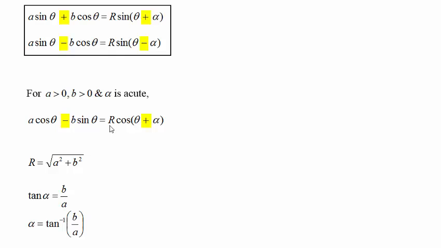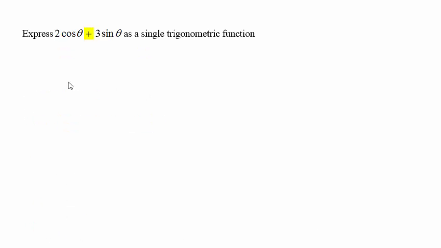Now the R for this formula, R cosine theta plus alpha, the R value will still be the same, using a squared plus b squared square root. The alpha will still be the same, will still be tangent inverse b over a. Now the third question wants me to express 2 cosine theta plus 3 sine theta as a single trigonometric function. Now notice that the cosine is in front, the sine is behind, there's a plus in the middle. So how should we express it?